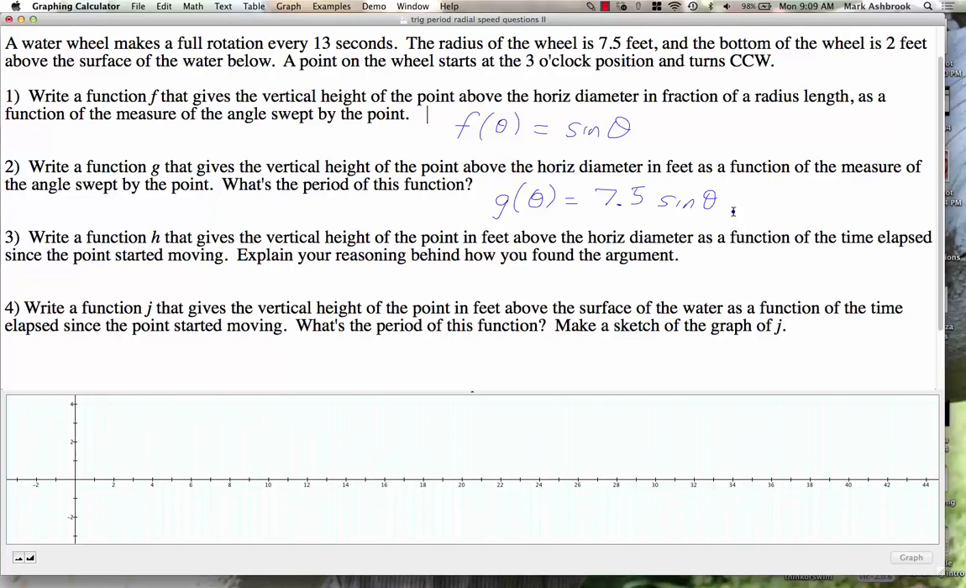Okay, so h. I think this is where we left off. H is the vertical height of the point in feet above the horizontal diameter as a function of time elapsed. So h of what? T. Input's now t. And we want the output in feet. So that means, first of all, what if we want the output in feet? We're going to have 7.5, right? Because we're in a fraction of radius length.